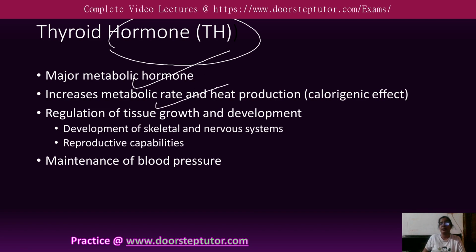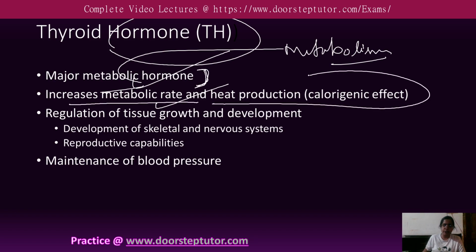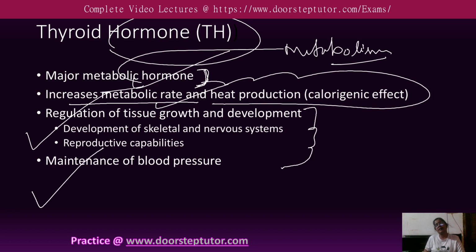Metabolic rate, metabolism. What is metabolism, by the way? It is the sum of overall biochemical reactions that are occurring inside the body. This is very important to understand. Increasing metabolic rate and production of heat is a very important role, and along with that it plays a role in the development of tissue growth, as it is important in metabolism. Along with that it plays a role in maintenance of blood pressure. These three things are very important when you learn about the thyroid hormone role.